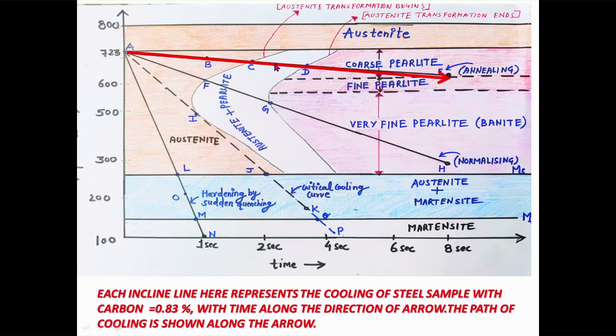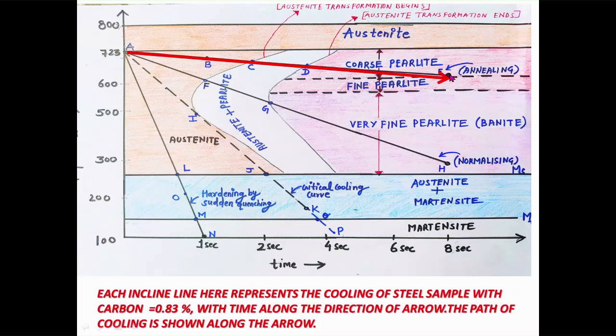At point D, the transformation of austenite to pearlite is completed, and moving further along the arrow, we will enter into the pearlite region, shown by the red color region in the diagram. And finally the arrow ends at point E, which lies in the coarse pearlite region. So the final microstructure will be coarse pearlite, and this process is called annealing.